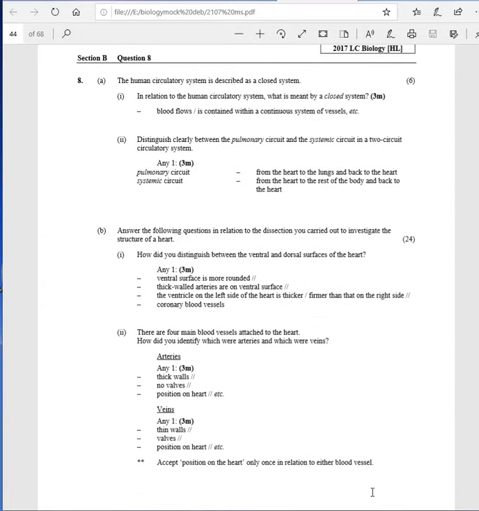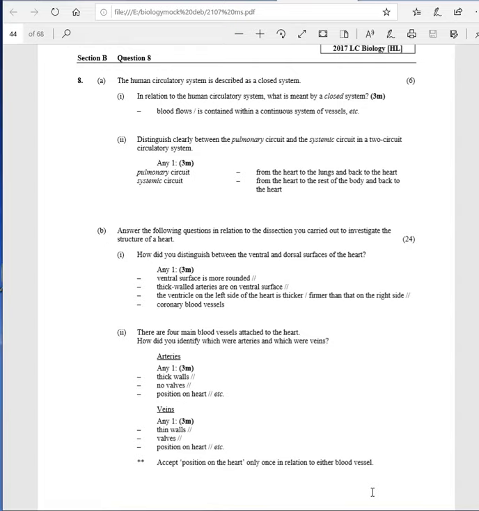Question 8, it said the human circulatory system is described as a closed system. So what does that mean? Closed means that the blood is contained within a continuous system of vessels at all times, or your blood flows through your arteries, your capillaries, and your veins and your heart at all times. It doesn't pool anywhere.